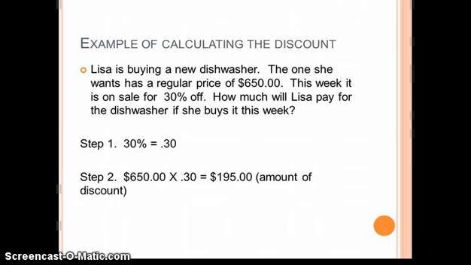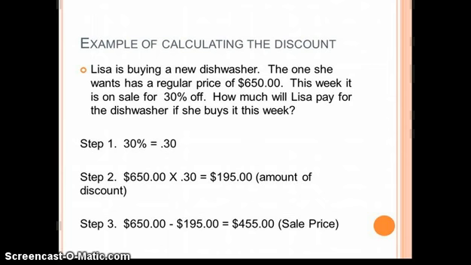Okay, step 2. You're going to multiply 30% as a decimal by the original price of the dishwasher, which was $650. This will tell you the amount of discount. And when you do that, it came out to $195. Okay? And then for the final step, you're going to take the original amount of the dishwasher, which was $650, and subtract the amount of discount, which was $195, and then you end up with $455, which is the sale price. And like I said, everyone likes receiving a discount because you save money.